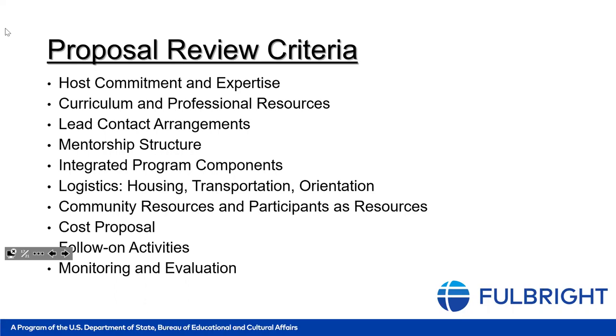Community resources and participants as resources. This is an important aspect of this program, and reviewers will be looking for details that demonstrate that the junior faculty will have opportunities to engage with U.S. citizens. This can include host family activities, cultural engagement, volunteering activities. They will also be looking for inclusion of opportunities, and then also remember, make sure to provide junior faculty opportunities to share about their home country and culture.